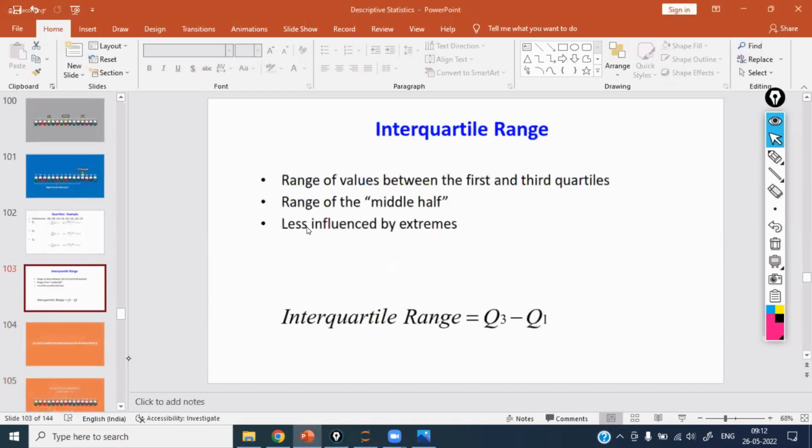Next one is called the interquartile range. What is meant by interquartile range? Q3 minus Q1 is called the interquartile range, which is also called IQR. The shortcut is IQR. IQR is nothing but Q3 minus Q1, which is the interquartile range.